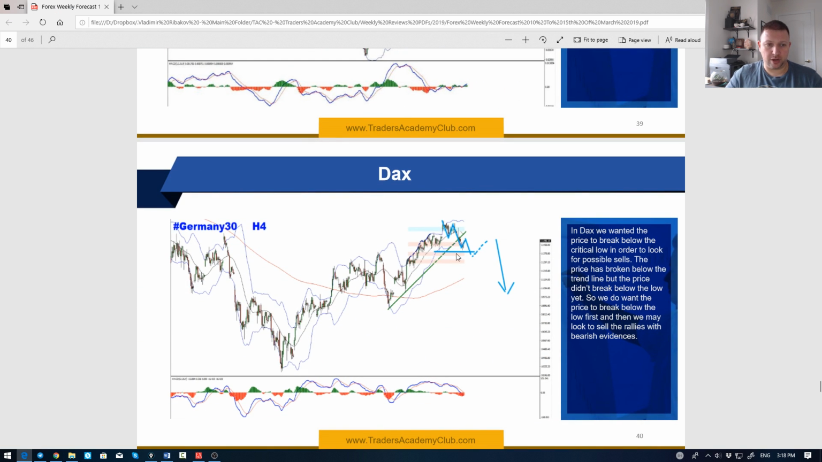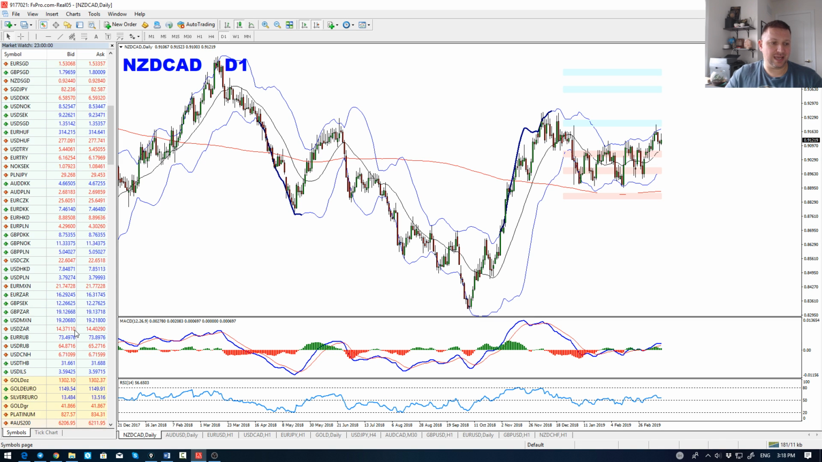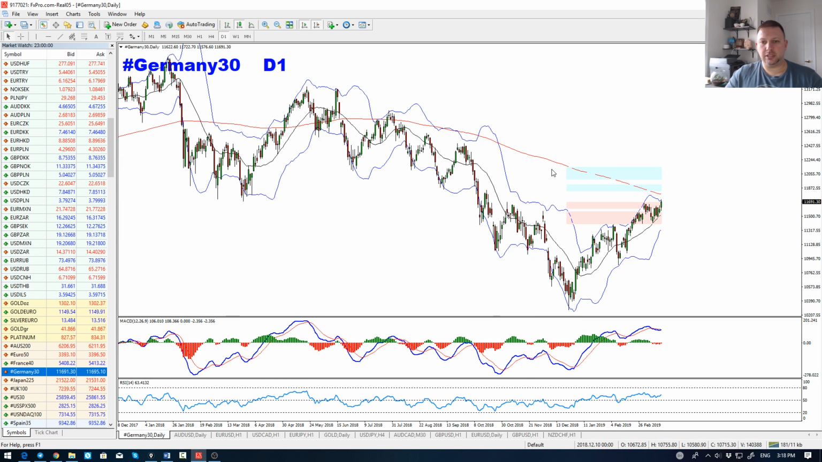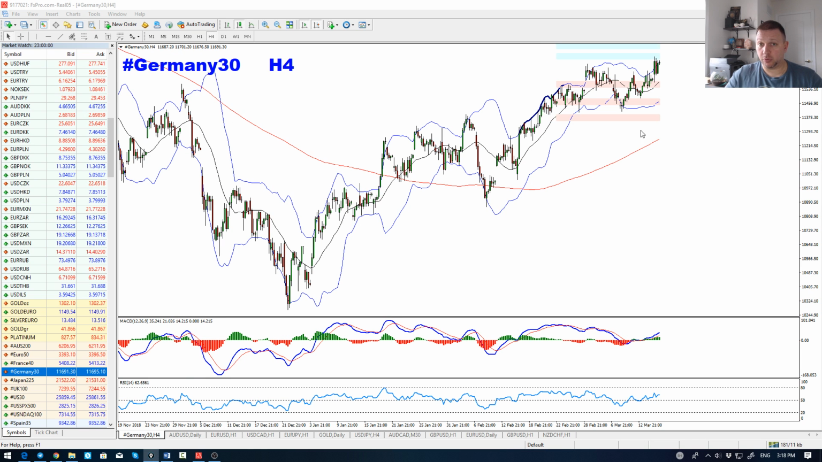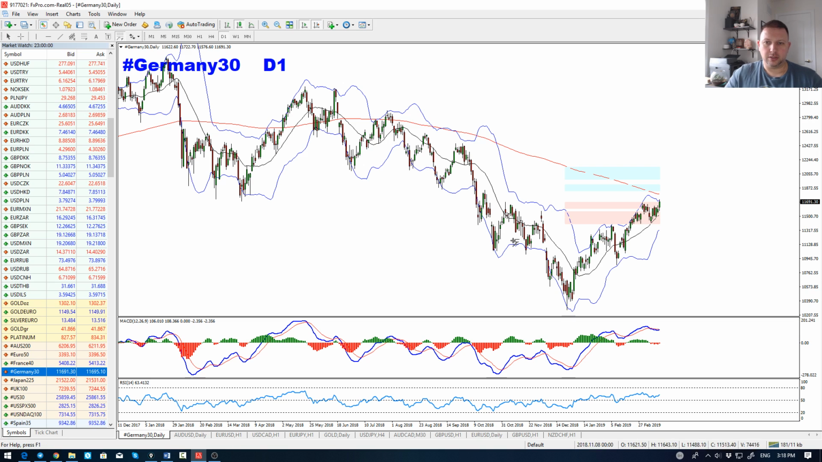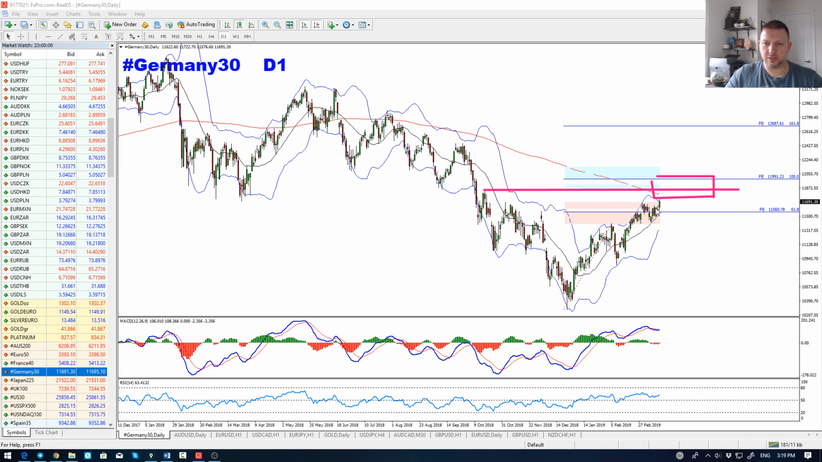DAX, I wanted to see the break below the last low. Unfortunately, at this stage, it didn't happen yet. Here, well, almost happened here. Didn't happen yet. So basically, we are still in the daily correction variation. Here we are dancing around the 100 as a next level, right? This is a critical clearance, so ideally we clean that, and with the next divergence to form, we are becoming bearish. So sell the rallies with bearish evidence would be our plan.